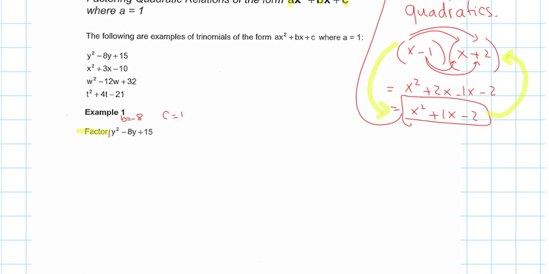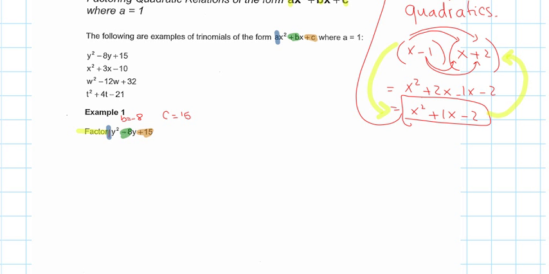Okay? So look at this. A is the one with the x squared. B is the one with just the letter, no square on top of it. And C is the constant that's by itself. Are you guys okay with this? So identify them. You need to be able to identify A, B, and C. Okay? So A is 1, B is -8, and C is 15.